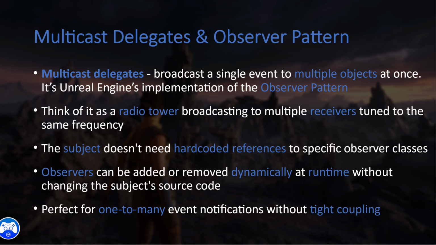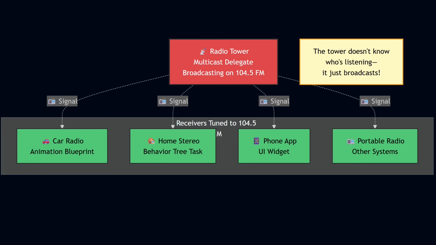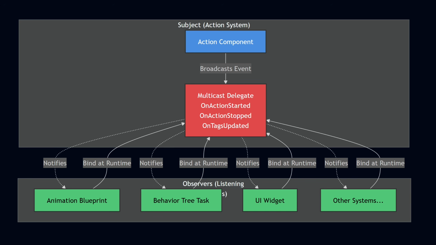We can achieve that through something known as delegates. In our case, we will use a multicast delegate. A multicast delegate allows you to broadcast a single event to multiple objects at once. It is Unreal Engine's implementation of the observer pattern, where multiple observers watch for changes from one subject. Think of it as a radio tower broadcasting to multiple receivers tuned to the same frequency. So multiple observers can listen for an event to happen from one subject. In our case, the action system component would be the subject, and everything that we bound to listen for these events will be the observers.